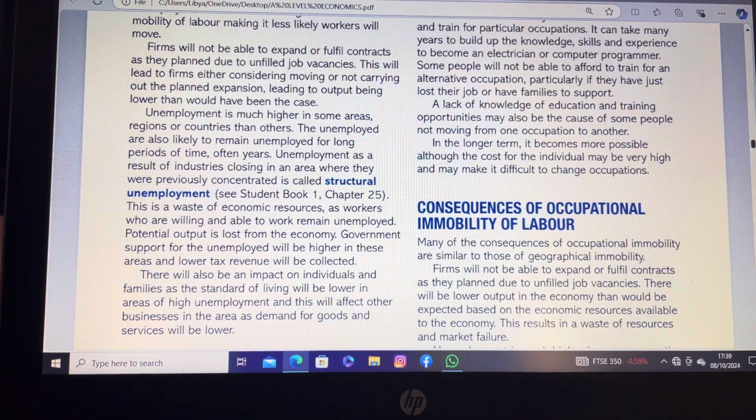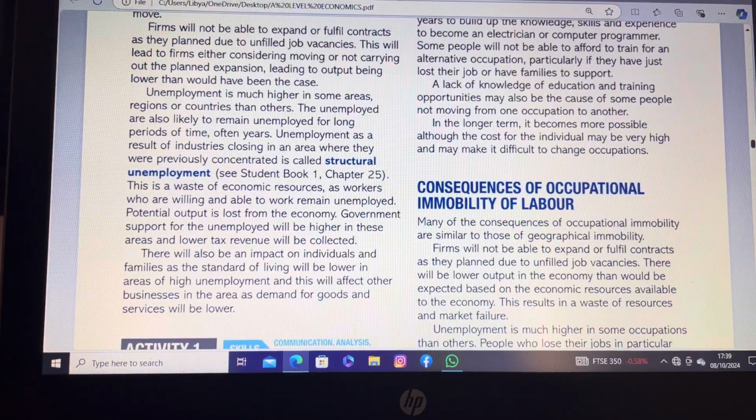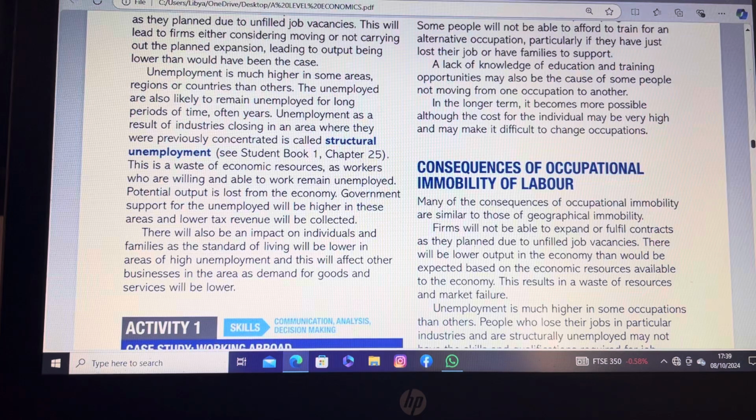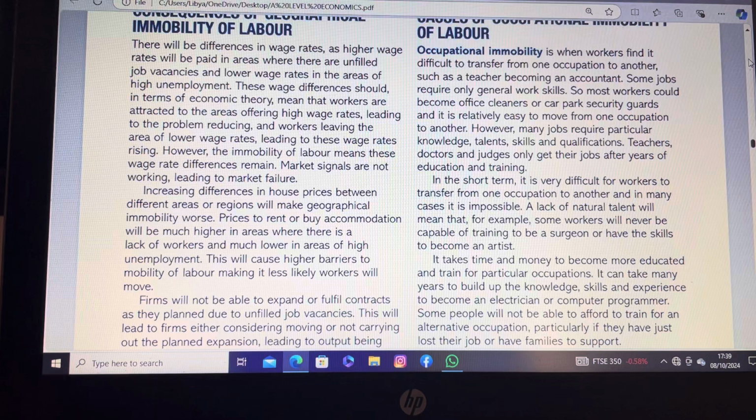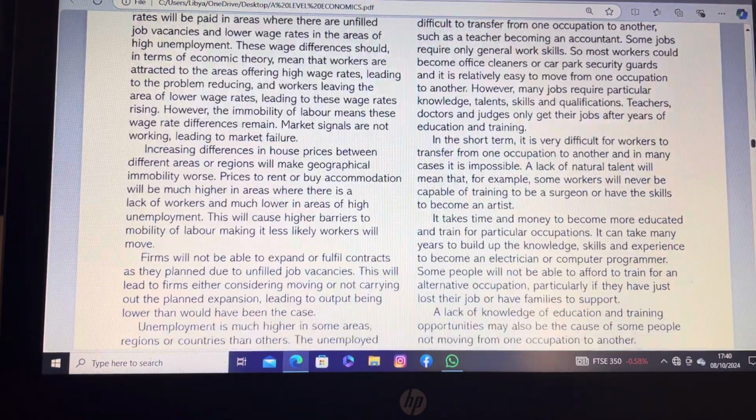Then they said, in the longer term, it becomes more possible, although the cost for the individual may vary and may make it difficult to change occupation. So the cost of taking new jobs may be very, very high. So we have spoken about lack of education, we have spoken about longer times, we have spoken about natural talents, and we have also spoken about the ability for you to take time and be trained on the new job. So those factors will cause occupational immobility of labor.